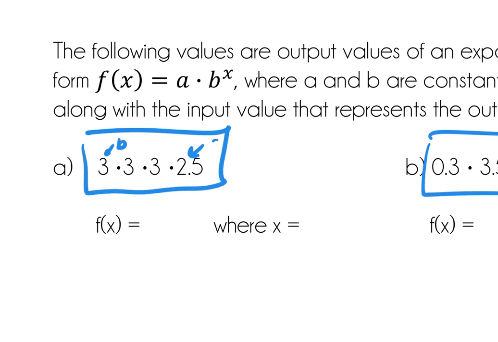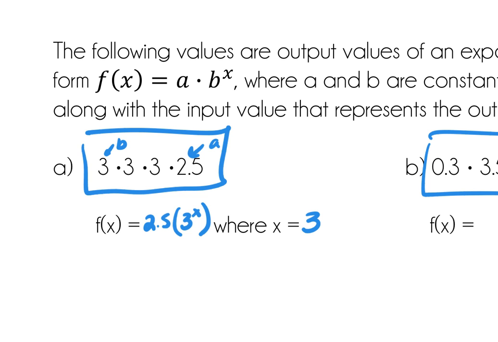And your A is 2.5. 2.5 would be the initial value. 3 would be the base. So 2.5 times 3, and the x could be to the 3 inside the parentheses, or the x could be outside the parentheses, as long as 2.5 is not inside the parentheses. Now, what specific input value would have resulted in this specific output? 3. Good. There are 3 3s. So my input was 3.